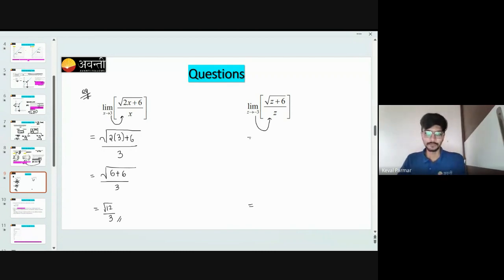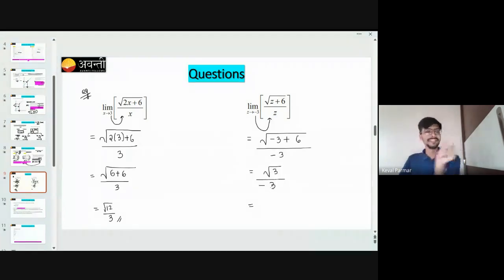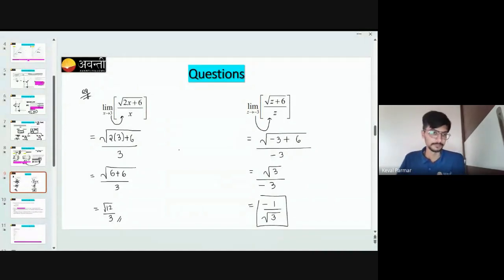Let us calculate. So if I put z equal to minus 3, I will get square root of minus 3 plus 6 upon minus 3, which will be square root of 3 upon minus 3. You are very close. The value is minus 1 upon root 3. Now, let us move forward.